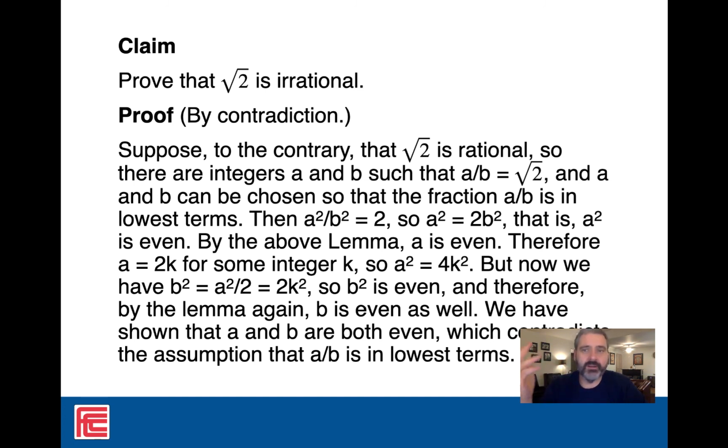So then, to the contrary, we're going to assume that the square root of 2 is rational rather than irrational. If that's the case, there are integers a and b such that a divided by b is equal to the square root of 2, and a and b can be chosen so that the fraction a over b is in its lowest terms, right? They have no common factors. So if that's the case, we can say that a squared over b squared is equal to 2, right?